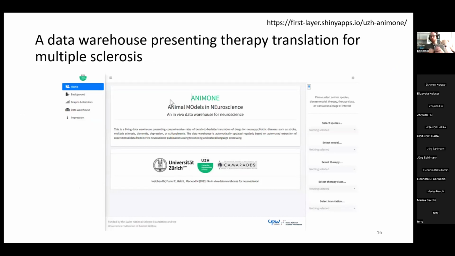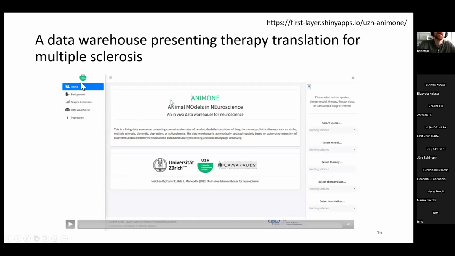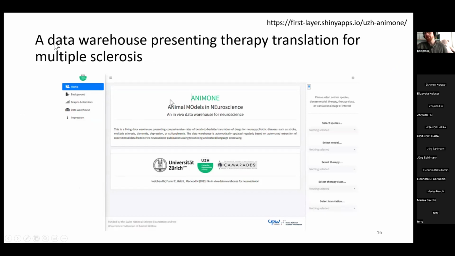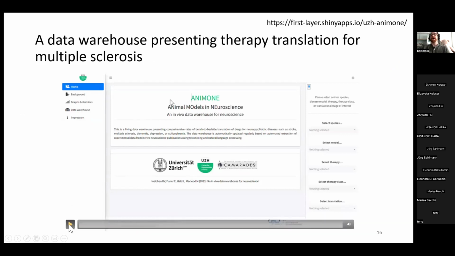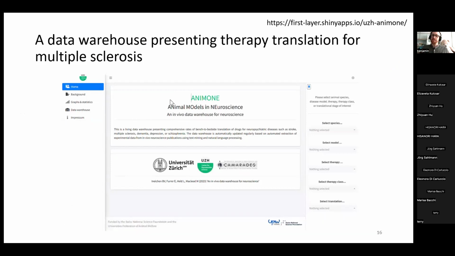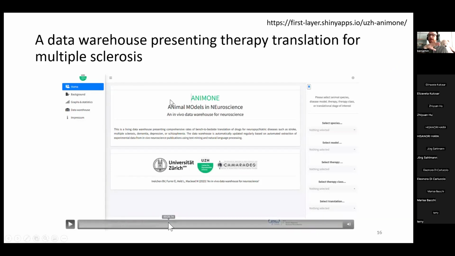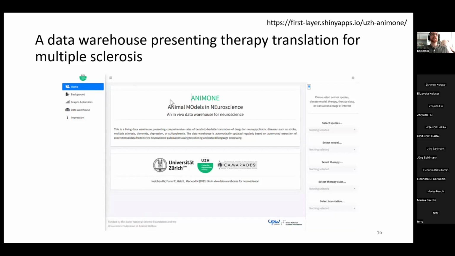So the goal is, why do we want to do this? Where we want to go is, we want to actually build a data warehouse. As I mentioned, we're interested in translation, so in drug development from animals to humans. And we want to mine every single publication which has tested a drug in an animal model of a neurological disease, and summarize all of this in this data warehouse.